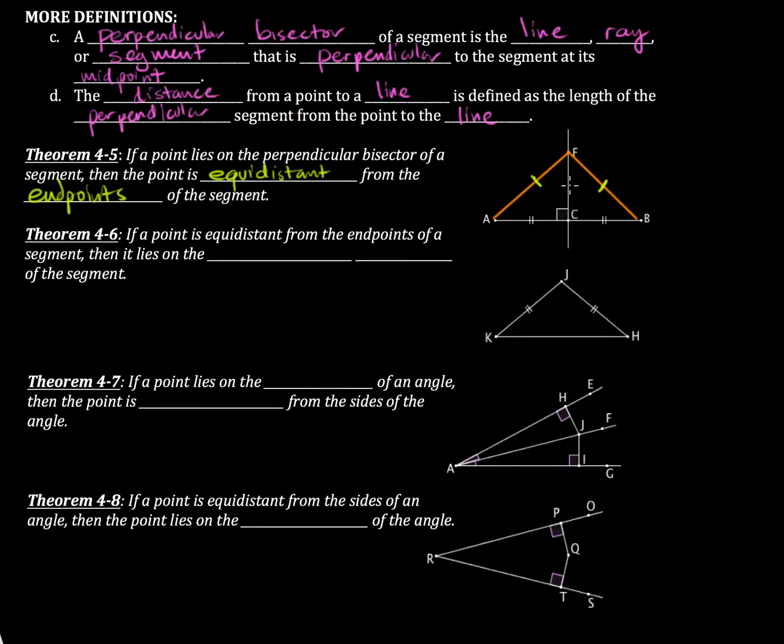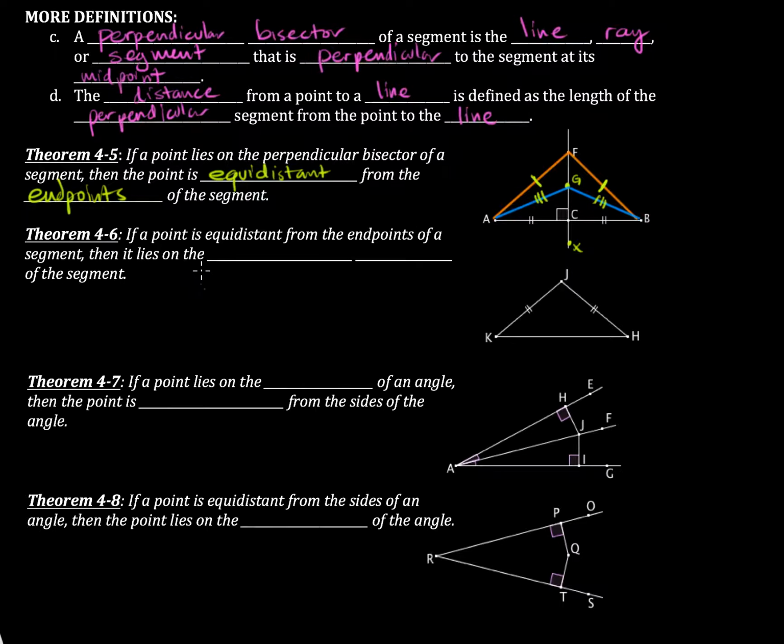If I picked another point, let's call it point G right here. Point G is also on the perpendicular bisector of segment AB. Now, if I went from G to B, or if I went from G to A, those two distances will be the same. So segment GB would be congruent to segment GA. And it would be true for any other point that I picked on that perpendicular bisector. If I picked a point down here, called it X, then from X to B would be the same distance as from X to A. And that's what Theorem 4-5 says.